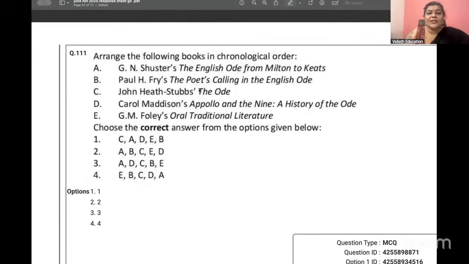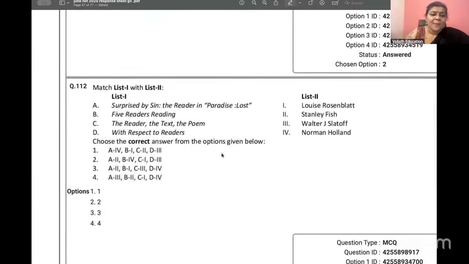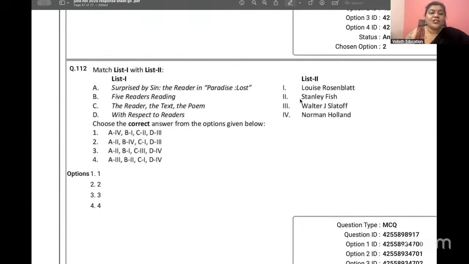Okay, this is also difficult. If you don't know all these things, you don't know chronological order. Just mark something, finished. Surprised by, you know, Stanley Fish. Others you don't know. But Norman Holland is a psychoanalytic reader response theorist. Louis Rosenblatt did transactional theory. Transaction means reader and text. Between reader and text is there. Are you able to understand? Louis Rosenblatt is between reader and text. Transactional. Norman Holland is psychoanalytic. So Norman Holland may not write reader, text, and poem.